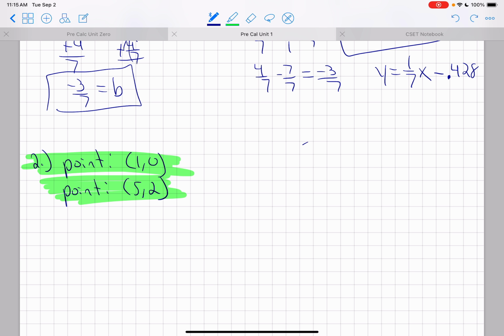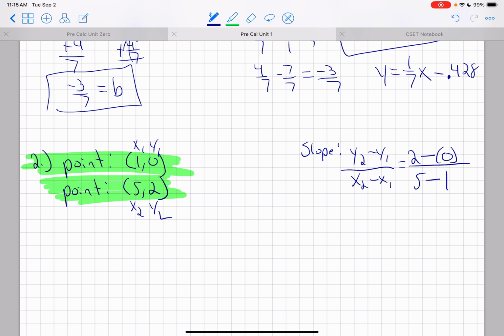So slope says y2 minus y1 over x2 minus x1. So I'm going to go ahead and do that. I'm going to call this x1, y1, x2, y2. Let's go ahead and plug these in. y2 says 2 minus y1 says 0 over x2 says 5 minus x1 says 1. I don't know why I put it in parentheses. I didn't need to.